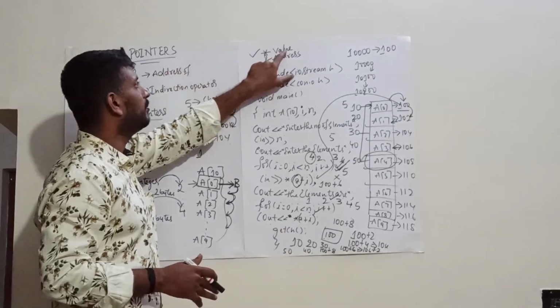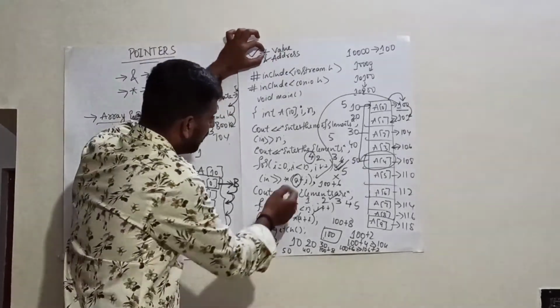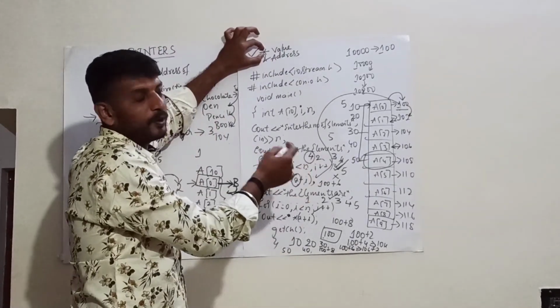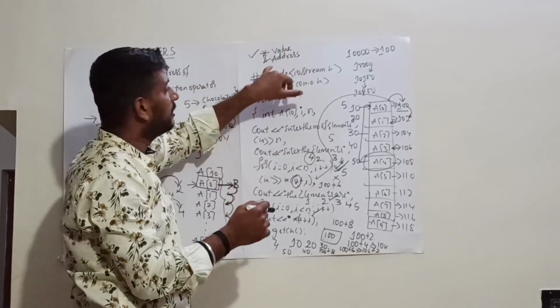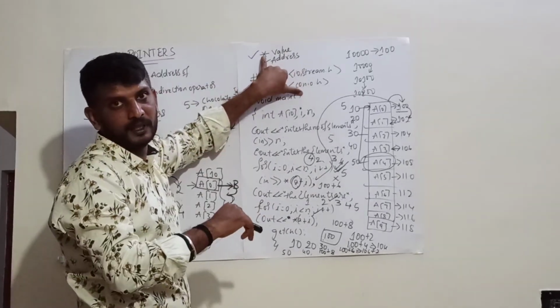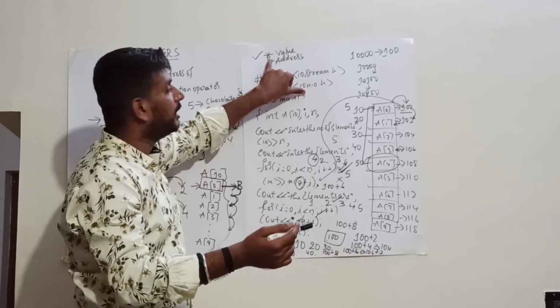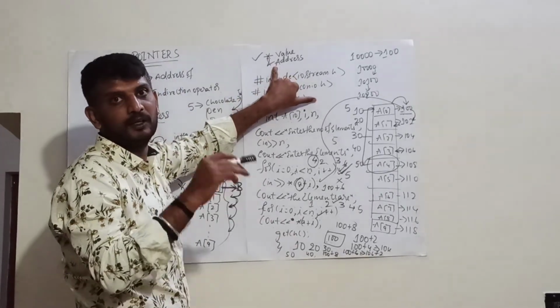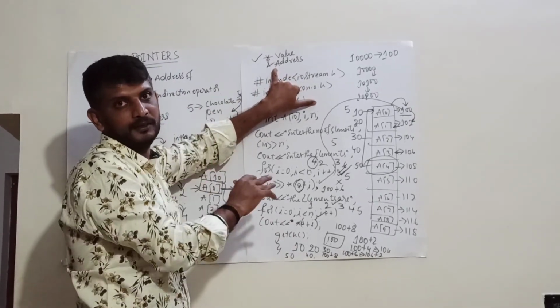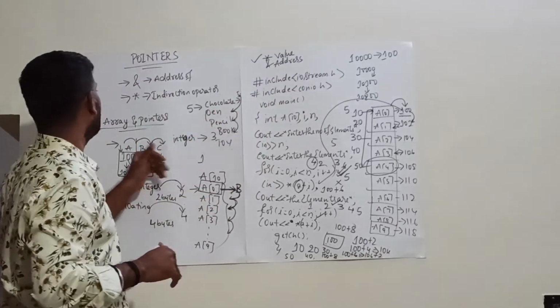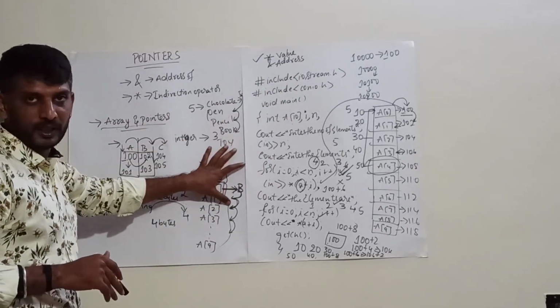The thing you have to remember is, in any of the programs that are related to pointers, if you are using star, it means you are displaying the value. If you are using ampersand, you are making use of the address. Okay, this is the concept of the arrays and then the pointers.